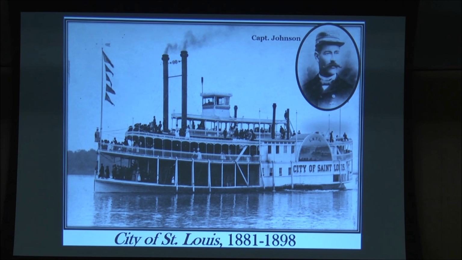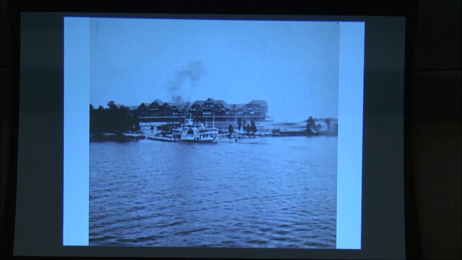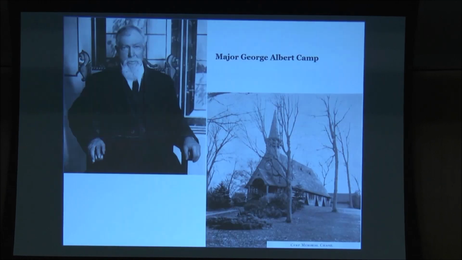And apparently the City of St. Louis could turn more efficiently than the Belle because it was a little smaller, but once the Belle got up to speed, it actually was faster. So I guess there were quite a few races on the lake between these two boats. And here's a picture of, again, Lafayette Hotel and the City of St. Louis coming into the dock. And the Lafayette had about 300 rooms, so it was a sizable hotel.